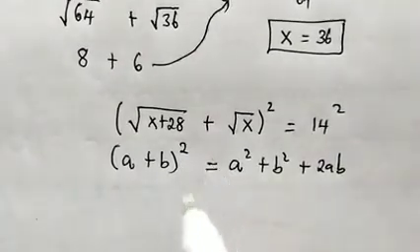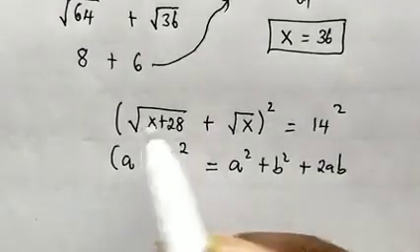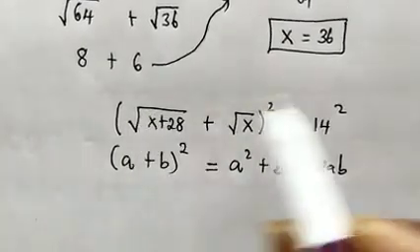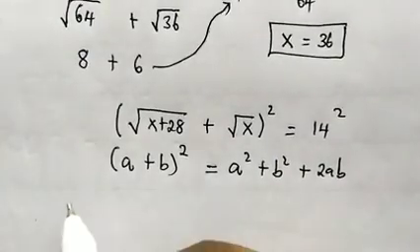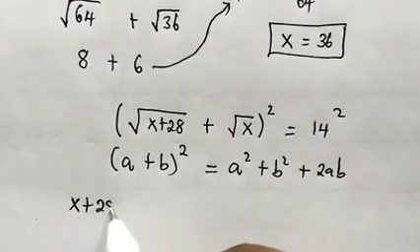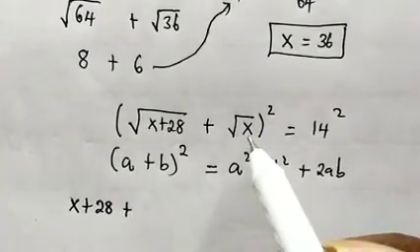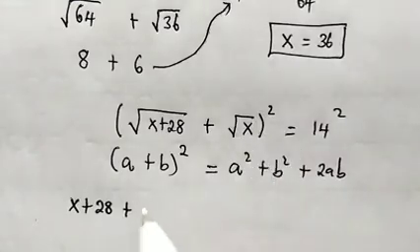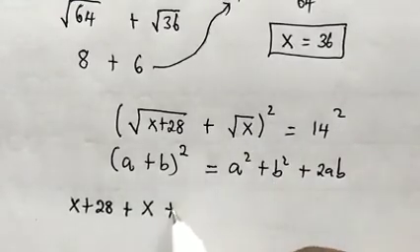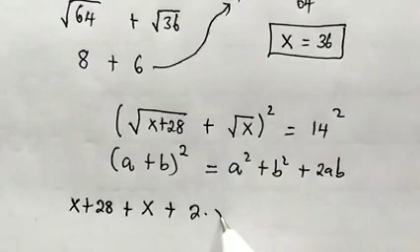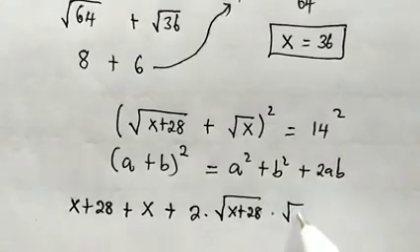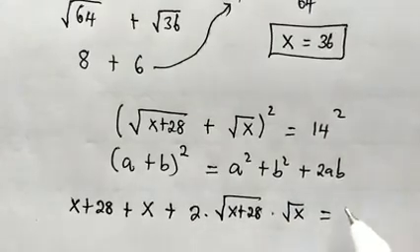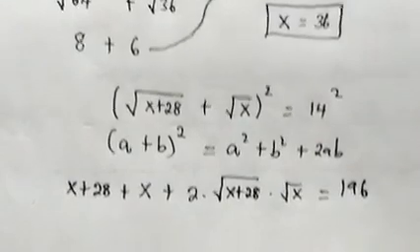With this property, the left hand side will have the first one squared. Remember that the square root will cancel the square, so that will give us x plus 28, plus this one squared, where the square cancels the square root, leaving us with x. Plus we have 2 times the square root of x plus 28 multiplied by the square root of x. This is equal to 14 squared, which is 196.